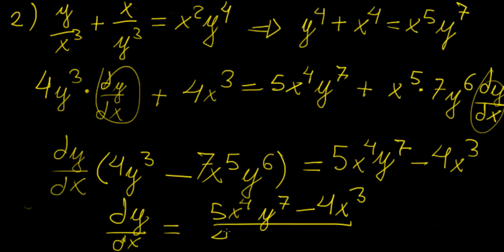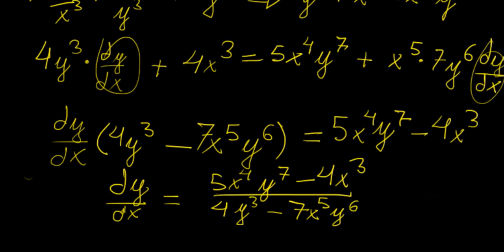And this is going to be over 4y cubed minus 7x to the power 5 times y to the power 6. So I'm just going to scroll down so you can see this a little better. So that's our derivative there. Okay, so that was a very nice example. We can see that we can algebraically manipulate the equation at first before we apply the derivative, the differential operator to it. Another example of this.